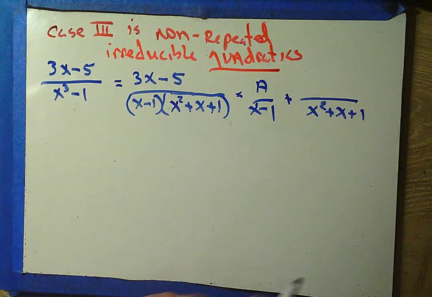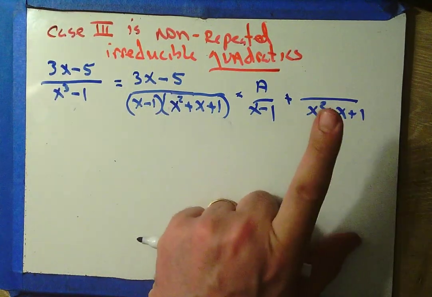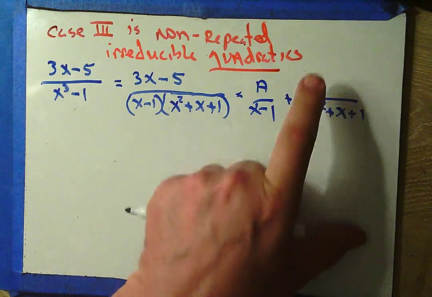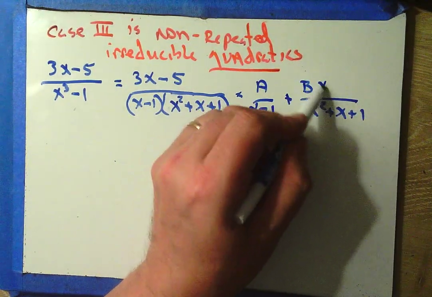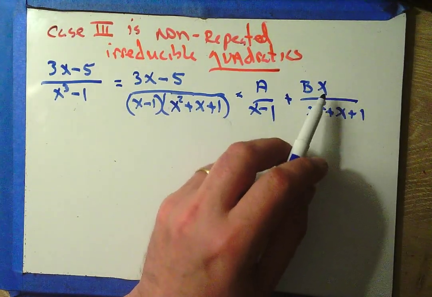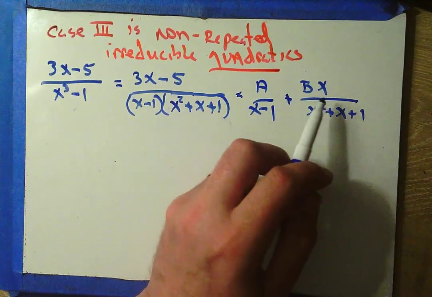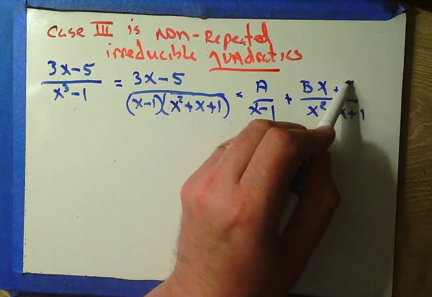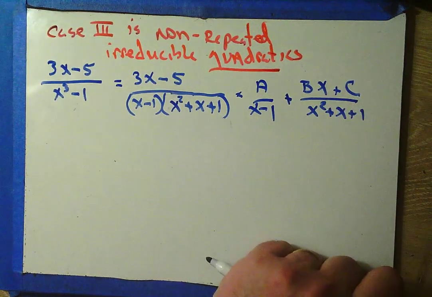Well, what goes on top? What goes on top is one degree less than this. This is second degree, so I need a first degree thing on top. So I'm going to have Bx. And then what I'm making here is a first degree thing, a linear thing. But not all linear equations pass through the origin. There might be some shift up or down. So I need a Bx plus C. Oh, you're not going to like that, are you?